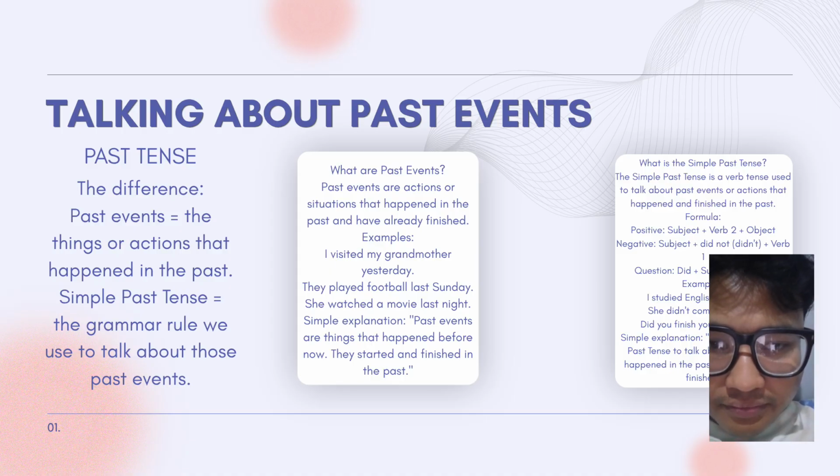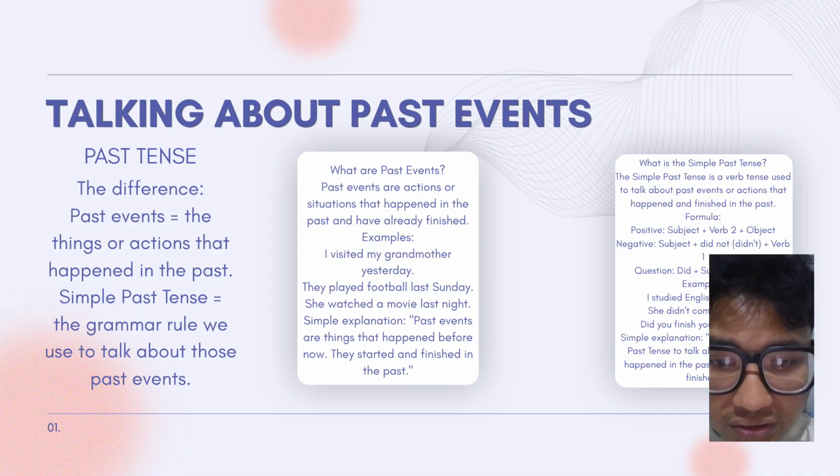Okay, formula: for positive, subject plus verb 2 plus object, and for negative, subject plus did not or didn't plus verb 1. For interrogative, did plus subject plus verb 1 and question mark. For example, I visited my grandmother yesterday. I played football last Sunday. For negative, I didn't visit my grandmother. I didn't play football. For question, did you visit your grandmother? Or did they play football?